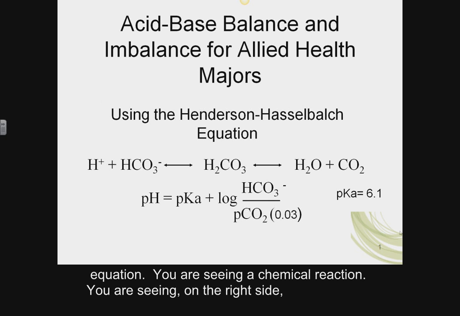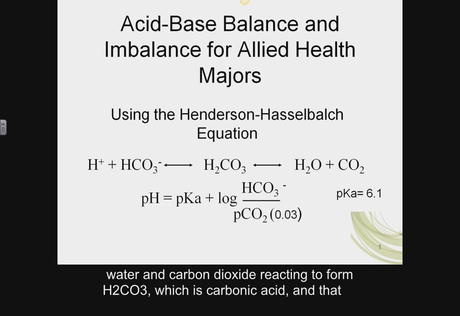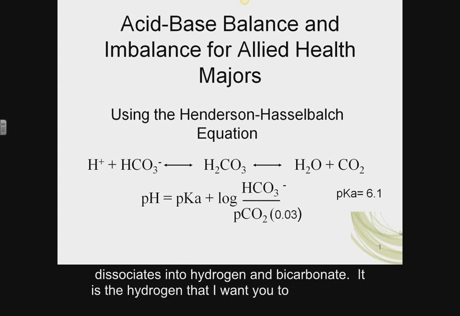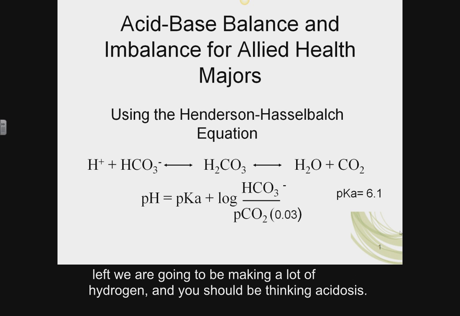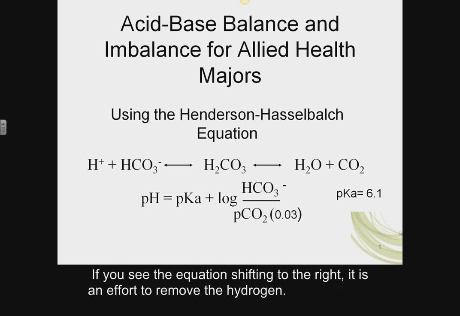Here you're seeing an equation. You are seeing a chemical reaction. You are seeing on the right side water and carbon dioxide reacting to form carbonic acid, H2CO3. And that dissociates into hydrogen and bicarbonate. It is the hydrogen that I want you to notice. That's going to be the side of our equation where, if the equation moves from right to left, we are going to be making a lot of hydrogen, and you should be thinking acidosis. If you see the equation shifting to the right, it is an effort to remove hydrogen.